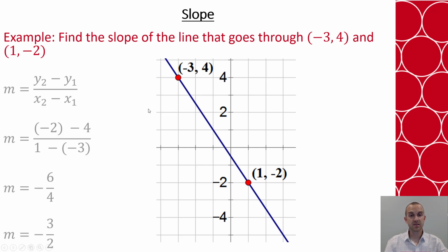And I can check this. If I do that, I would go down 3 to the right 2, down 3 to the right 2, and that keeps going on forever and ever for that line. However, that negative 6/4 also works. I can go down 6 and over 4, and it still gives me the same slope. So the simplified version works as well as the original expression.